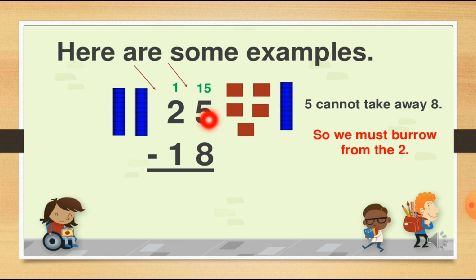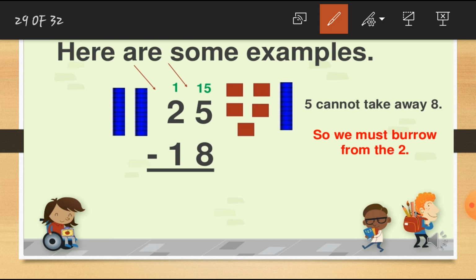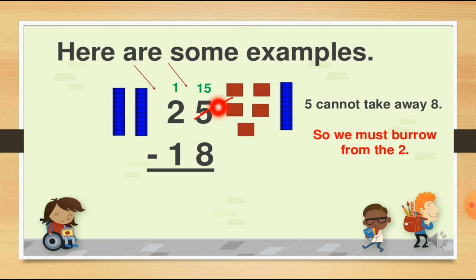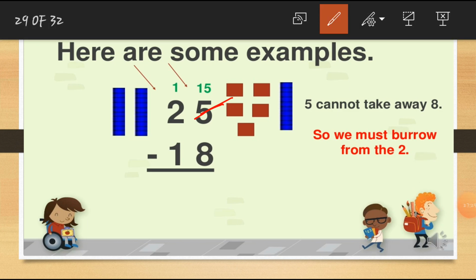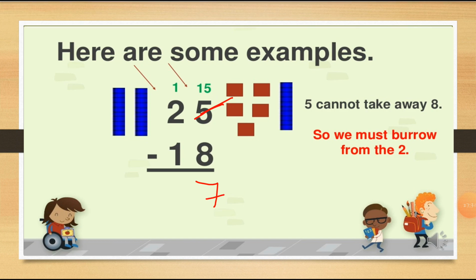Now 5 does not have enough, so we will take 10 from this 2. So 10 plus 5 is equal to 15. So we are cutting this 5 number. You can see this, I cut the 5 number. So now we have to cut 8 from this 15. So how much is it? 15 minus 8. So 15 minus 8 is equal to 7. So I write this number here, which is a 7, and here is the 2 number.